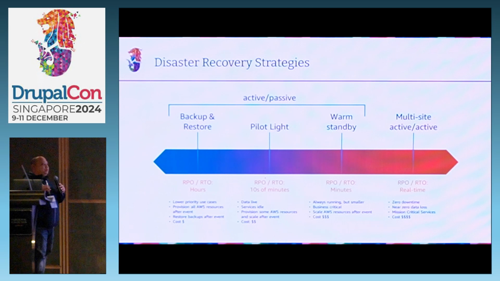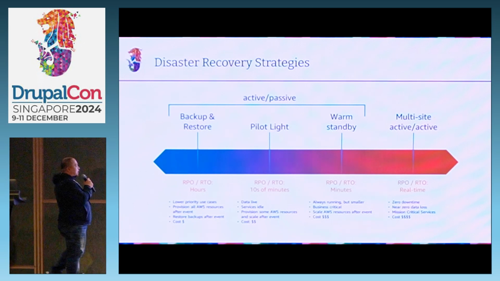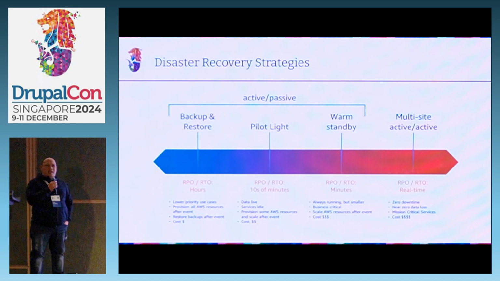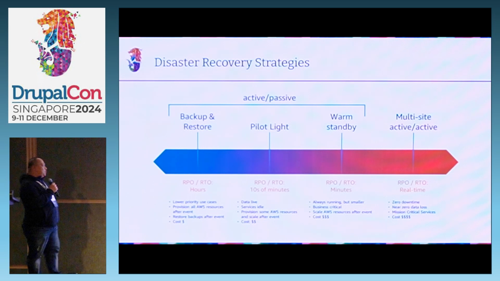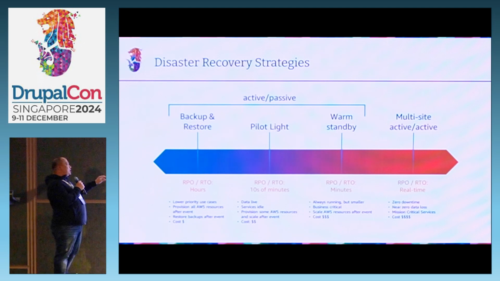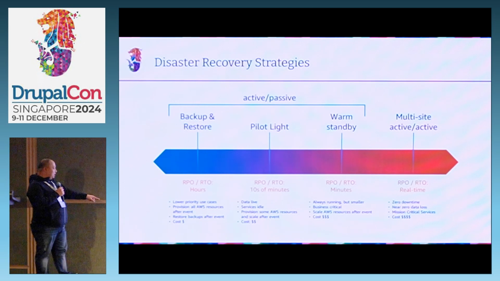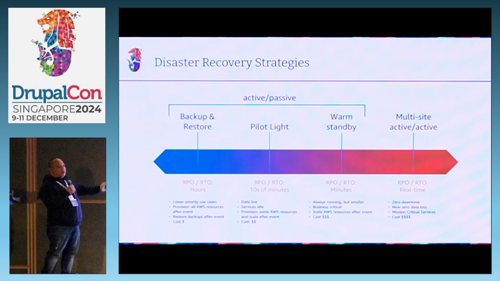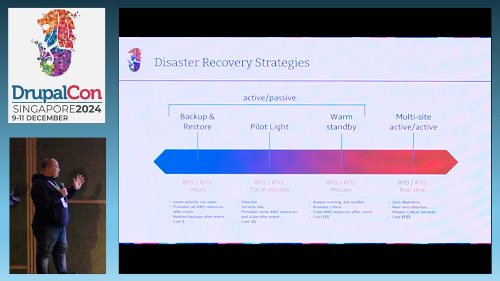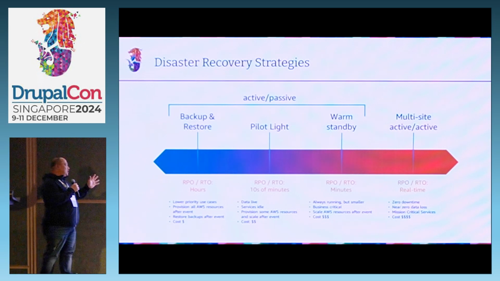All right. So let's talk about disaster recovery strategies. There are actually active-passive and active-active. So what is active-passive? Active-passive is like the normal backup and restore. But of course, this is for lower priority use cases, especially if you're not really minding data loss. As long as you can back up every 24 hours, you're good to go. So you can do the backup and restore strategy, and this is the lowest cost that you can have.